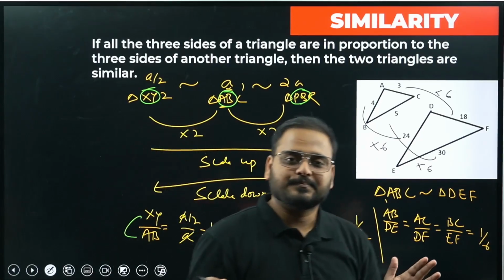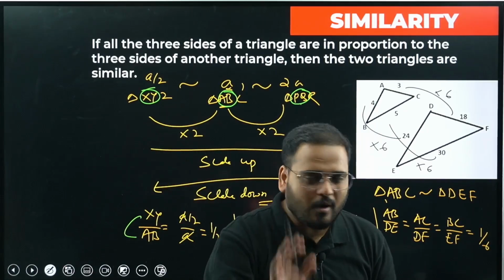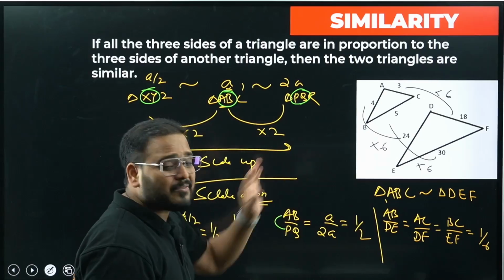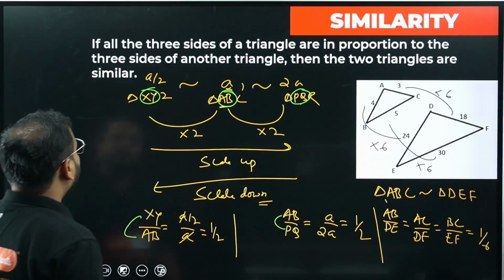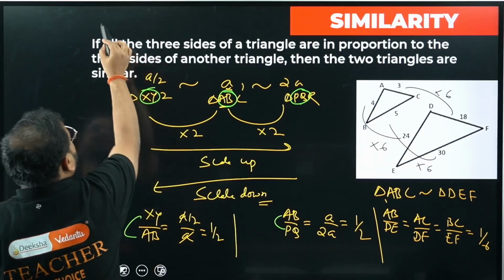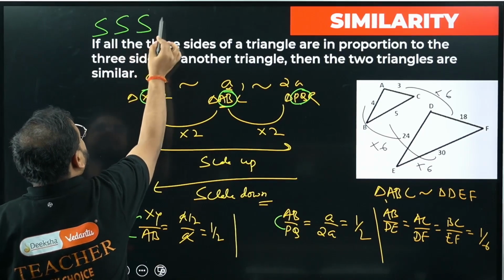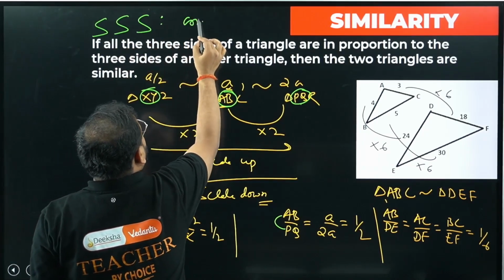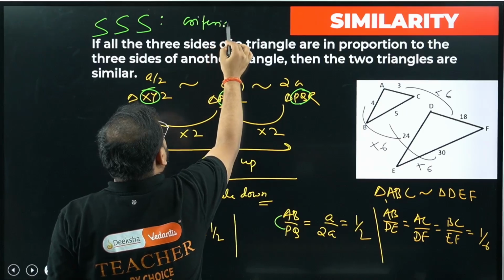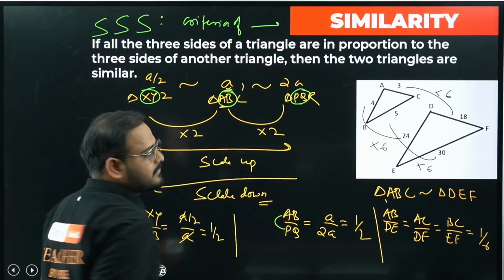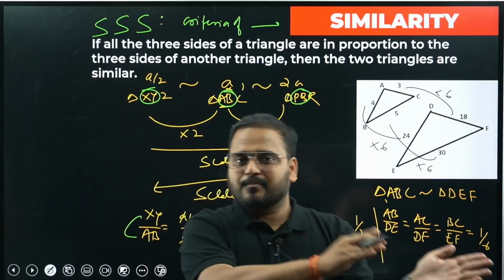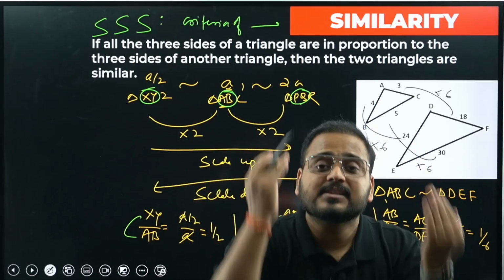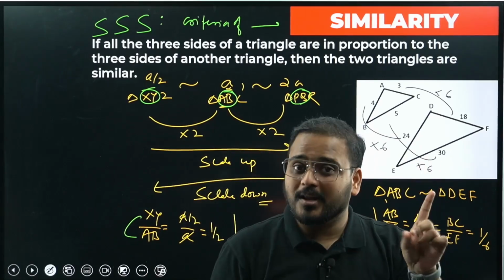Is that clear? Now we'll see the criterion. From here only, one property arises. What property is that? Very, very important. The property is called SSS criteria of similarity. Whenever all three sides of two triangles are proportional, we call the triangles similar, sir. Not equal, proportional.